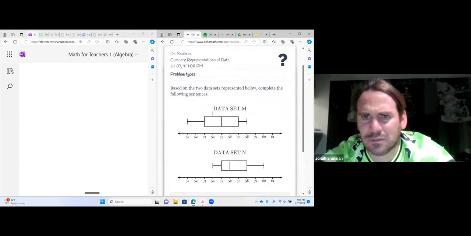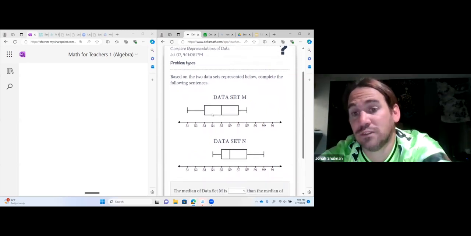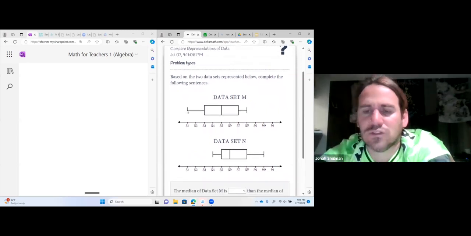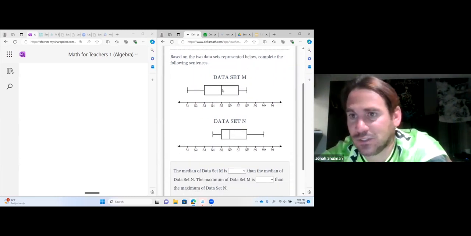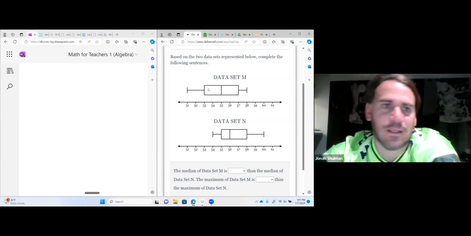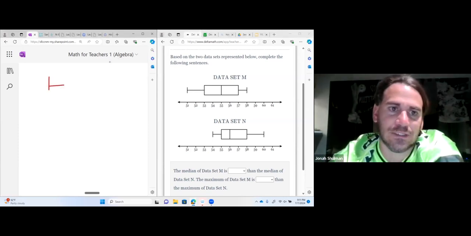Based on the 2 data sets below, complete. Oh, well, we will need to do this for data. You can think of this as data cut into quarters, and I can show you more about it when we get to data. But basically, when they want the median, it's just this middle line. A box plot, just in case you want to know.